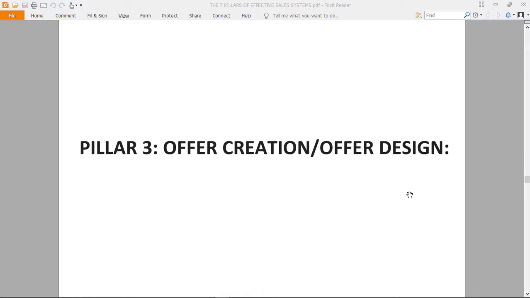Then we zero in from there and look at who is the ideal person in this larger market, which is the ideal customer profile, which is pillar two, where you look at the exact person. You look at their age, their gender, all those things, and also their thought processes, their psychographics, and that helps you put together a communication that really strikes home. So this is pillar three, where we're going to be talking about offer creation or offer design.